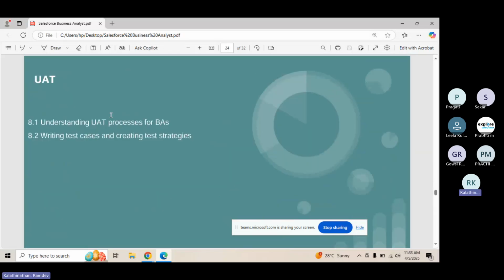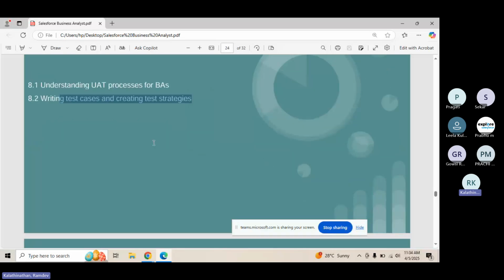And then we'll also talk about what UAT is. A few people might already be aware of the basics if you already know Salesforce, or if you've already worked with other CRM systems. But still, we will try and get into the details of what this actual UAT process is, and we'll also understand how test cases are written and how to create testing strategies and all that.